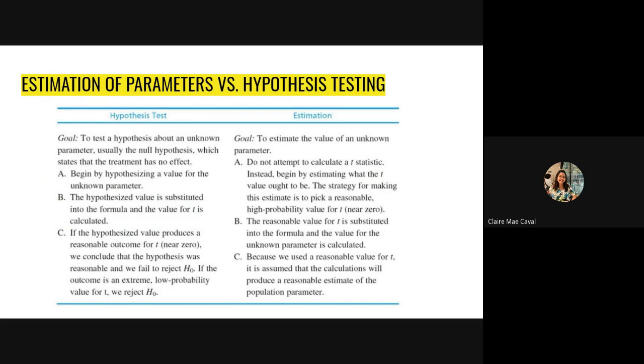First, estimation of parameters versus hypothesis testing. The goal of hypothesis testing is to test a hypothesis about an unknown parameter, usually the null hypothesis, which states that the treatment has no effect or is not significant. So hypothesis testing will really tell you if there is a significant or no significant difference between the results. Well, estimation is to estimate the value of an unknown parameter. I'll not go over this already, I'll leave it to you. So let's proceed to the next slide.